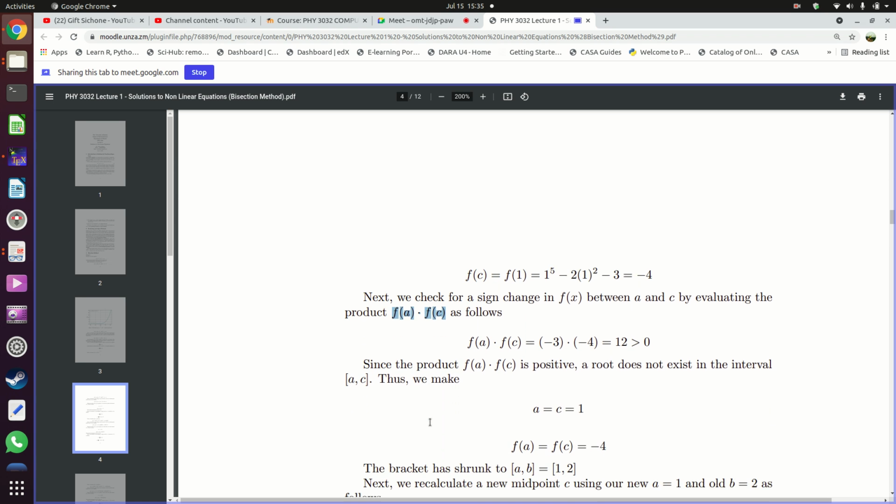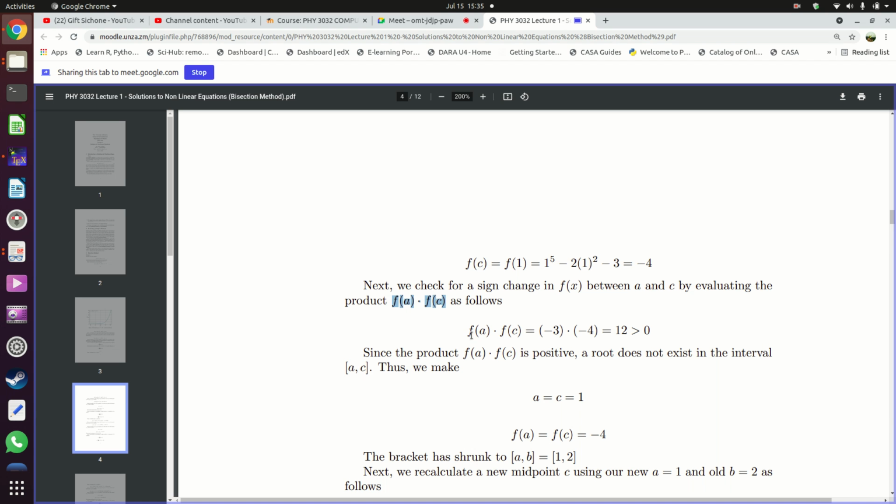So we check between A and C, is there a root? You carry out this product, f of A times f of C. f of A is minus 3, f of C is minus 4. So minus 3 times minus 4 gives us 12. 12 is greater than 0, so this is positive. So this means that between A and C, there is no root. Since f of A times f of C is positive, between A and C there is no root. Are we clear? Yes, sir.